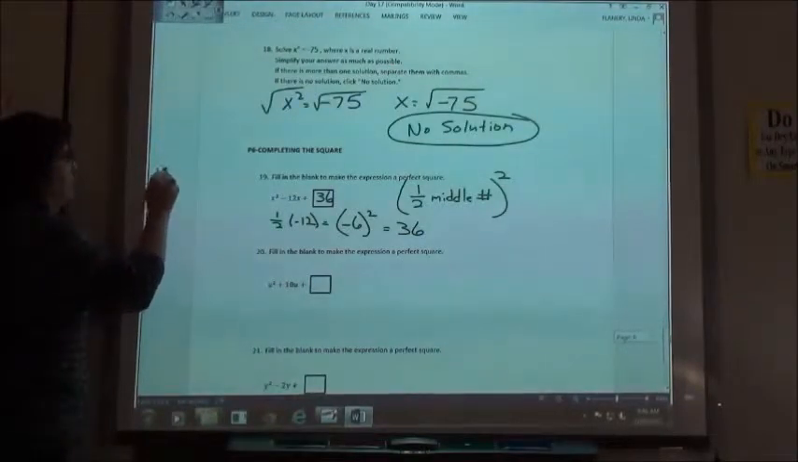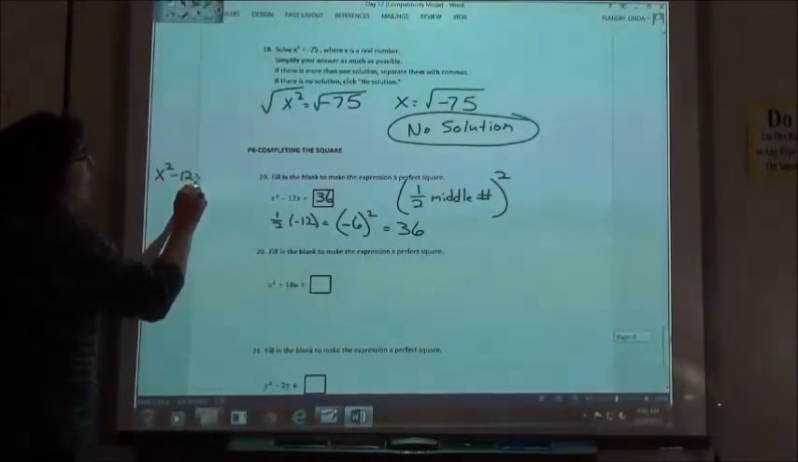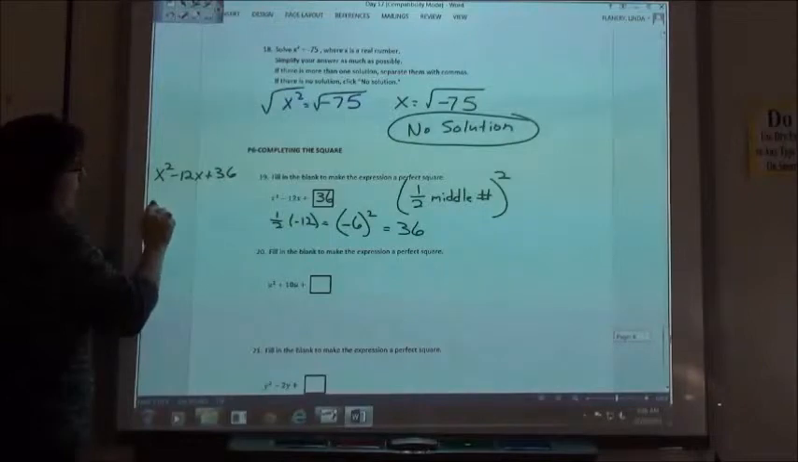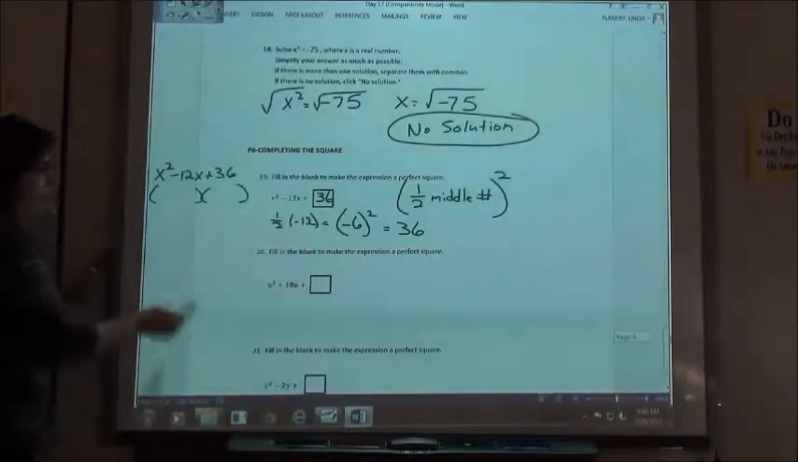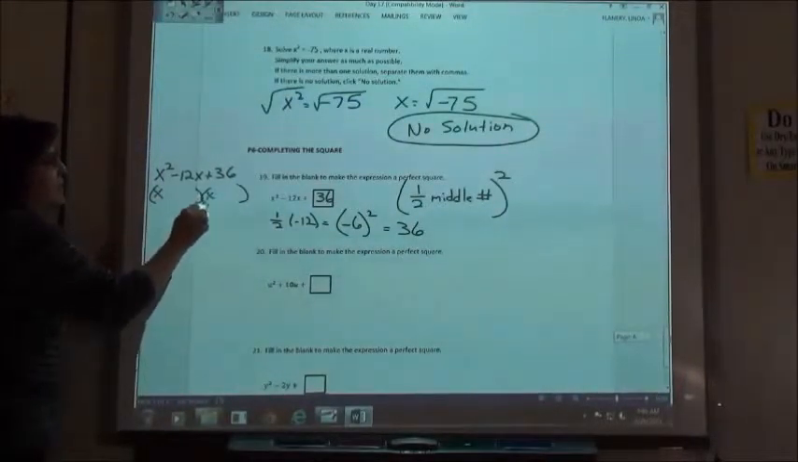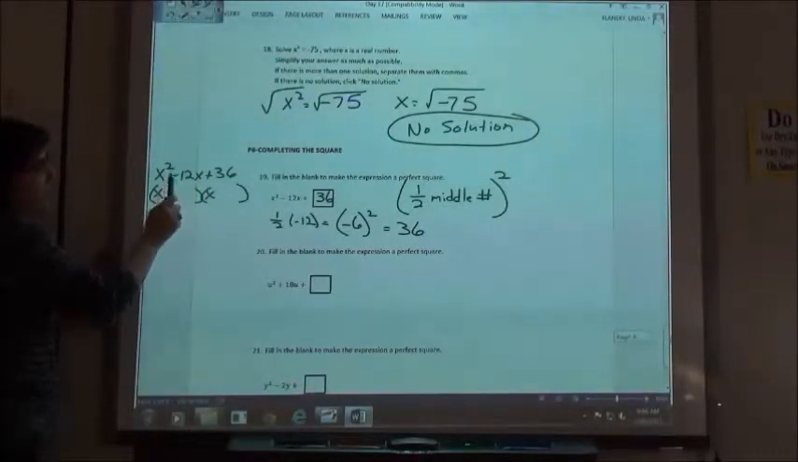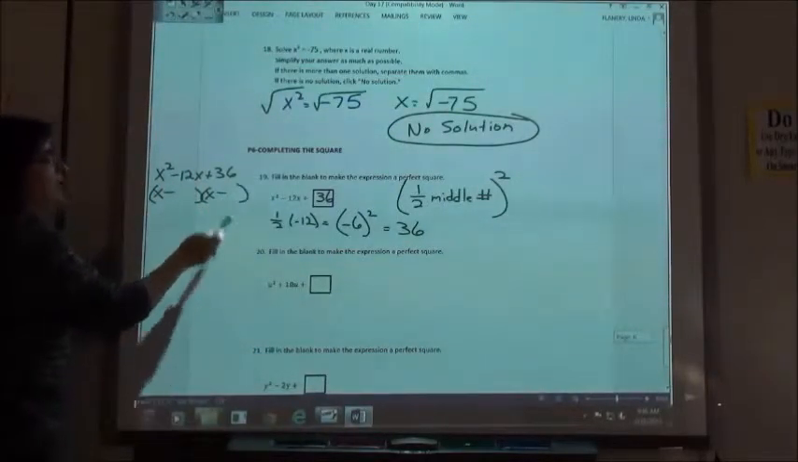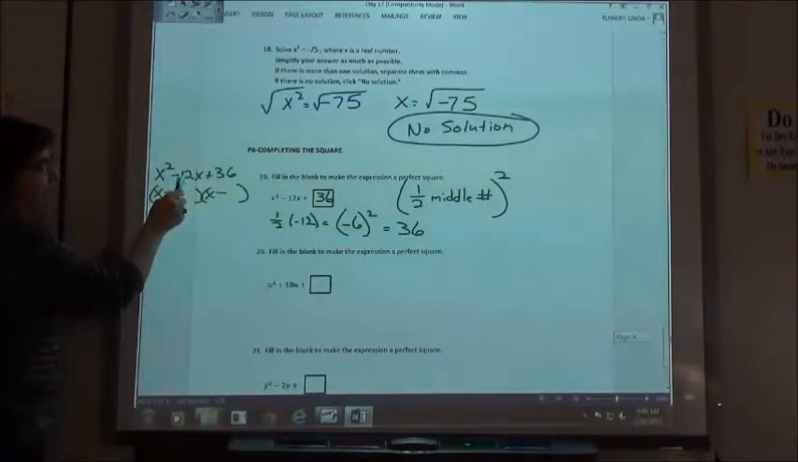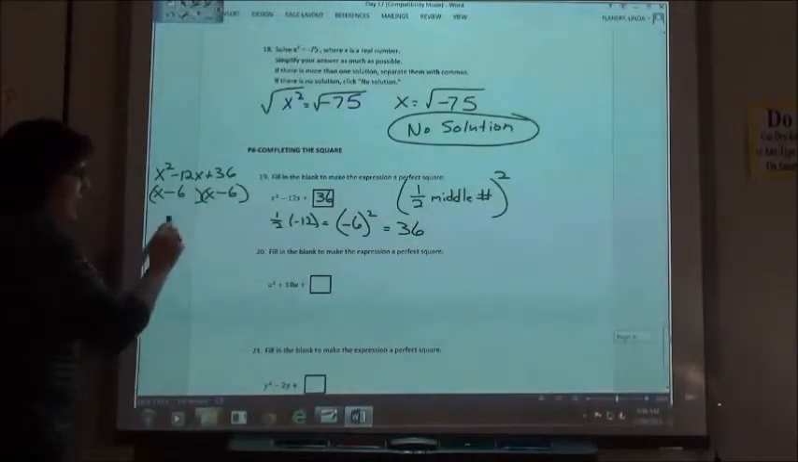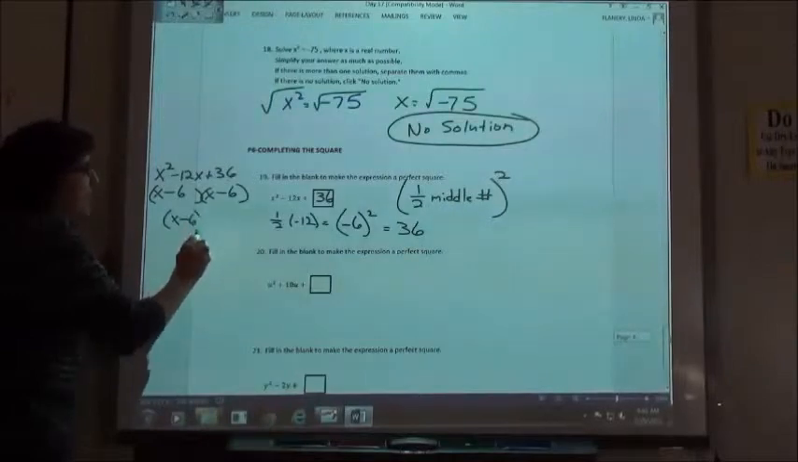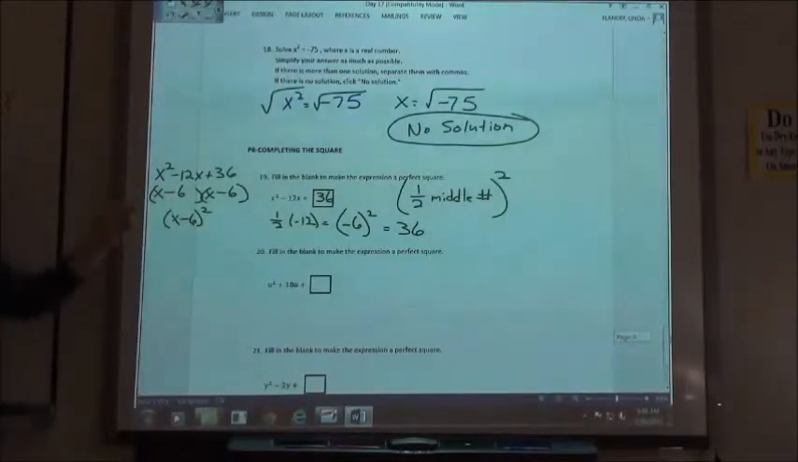What that means is if I have x squared minus 12x plus 36, that if I was going to factor it, I would do x and x. Since the end is positive, both the signs are the same as the middle, negative and a negative. Factors of 36 that add up to 12, 6 and 6. So I get x minus 6 squared. It makes it a perfect square.